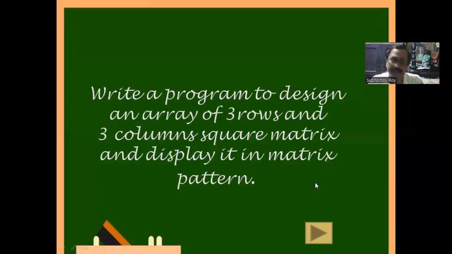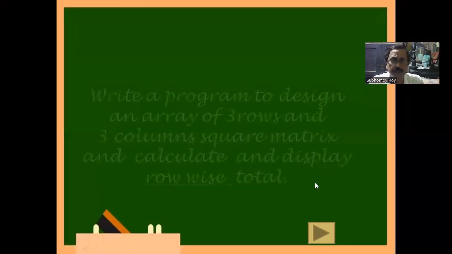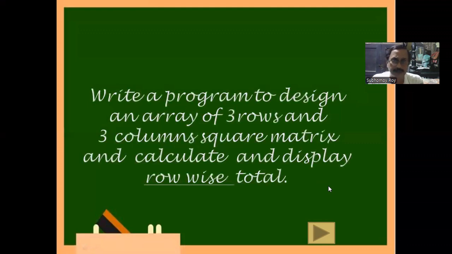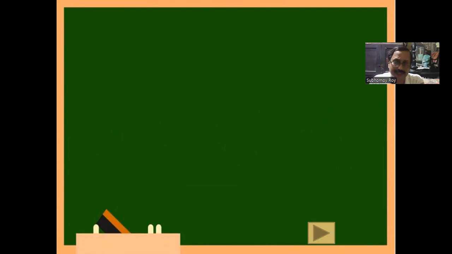Now our second program. This is the second program. Write a program to display an array of 3 row and 3 column square matrix and calculate and display row wise total. That means you accept the data in a square matrix, 3 row and 3 column, and after accepting data, find out the sum, row wise sum. So you have to find out the sum. You have to display the sum as well as the matrix in a matrix pattern. So let us check it.